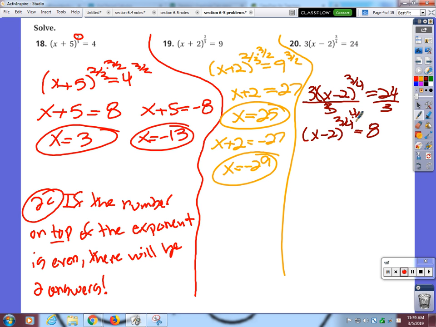Okay, then I'm going to raise both sides to the 4/3 power. So those cancel. So x minus 2 equals, the cube root of 8 is 2. And the cube root of 8 is 2, not negative 2. So that's why this only will have one answer. Okay? Then 2 to the 4th is 16. So then what do you do to finish? And then you add 2, so x equals 18.